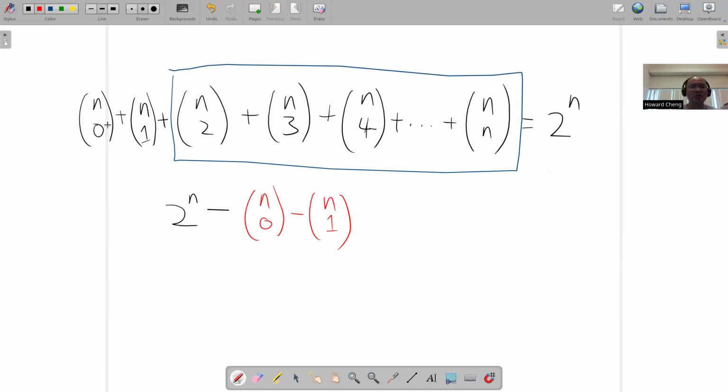And why is this easier? Because n choose 0 is just 1, and n choose 1 is just n. So altogether, the expression is just 2 to the n minus 1 minus n, which is relatively straightforward to compute. How do you compute 2 to the n?